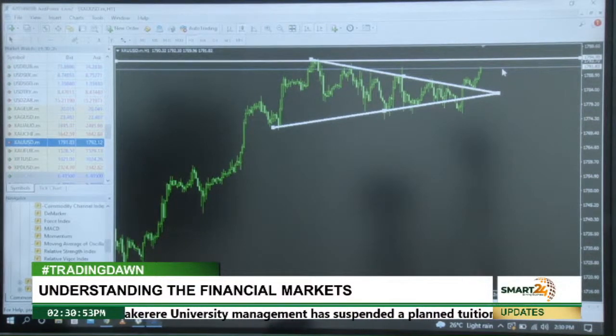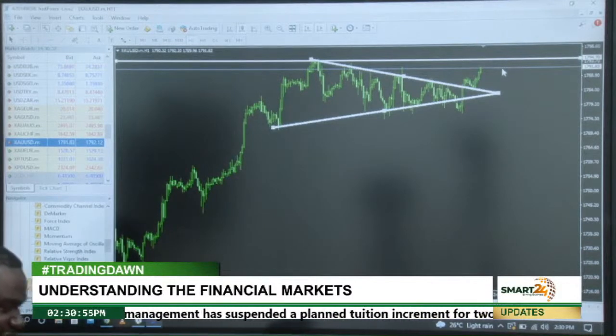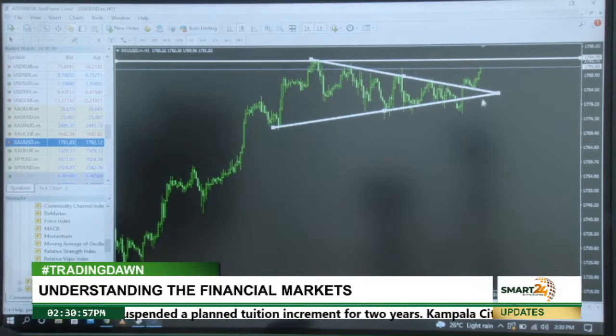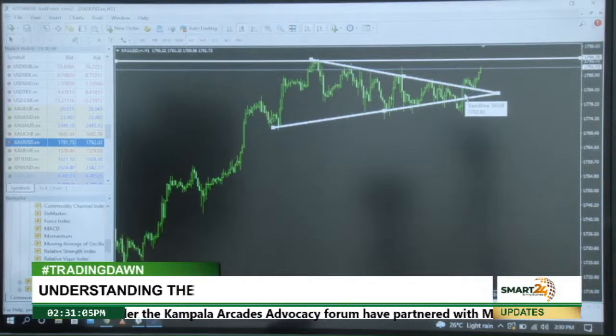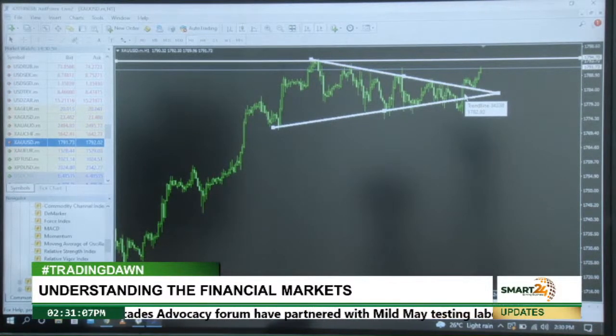So that's the last chart for today. Basically, you can continue looking at gold and see how it's going to continue rising. If you can make some money out of it, then you can see how best to benefit from it.